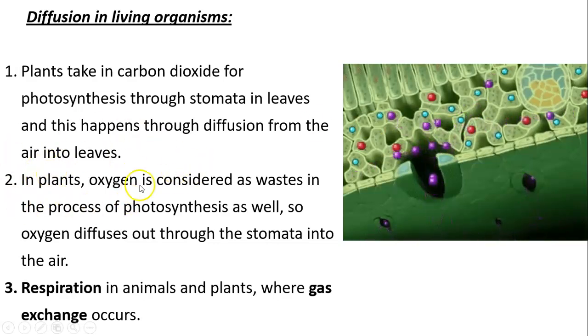Also, in plant cell, oxygen is considered a waste product, so it's going to diffuse outside of the stomata, because a lot of oxygen is being made due to photosynthesis, so the concentration of oxygen inside of the leaf is usually more than outside of the leaf, so it's going to diffuse from inside to outside. Respiration in animals and plants where gas exchange occurs. What does this mean? This means that gas exchange usually happens by diffusion.